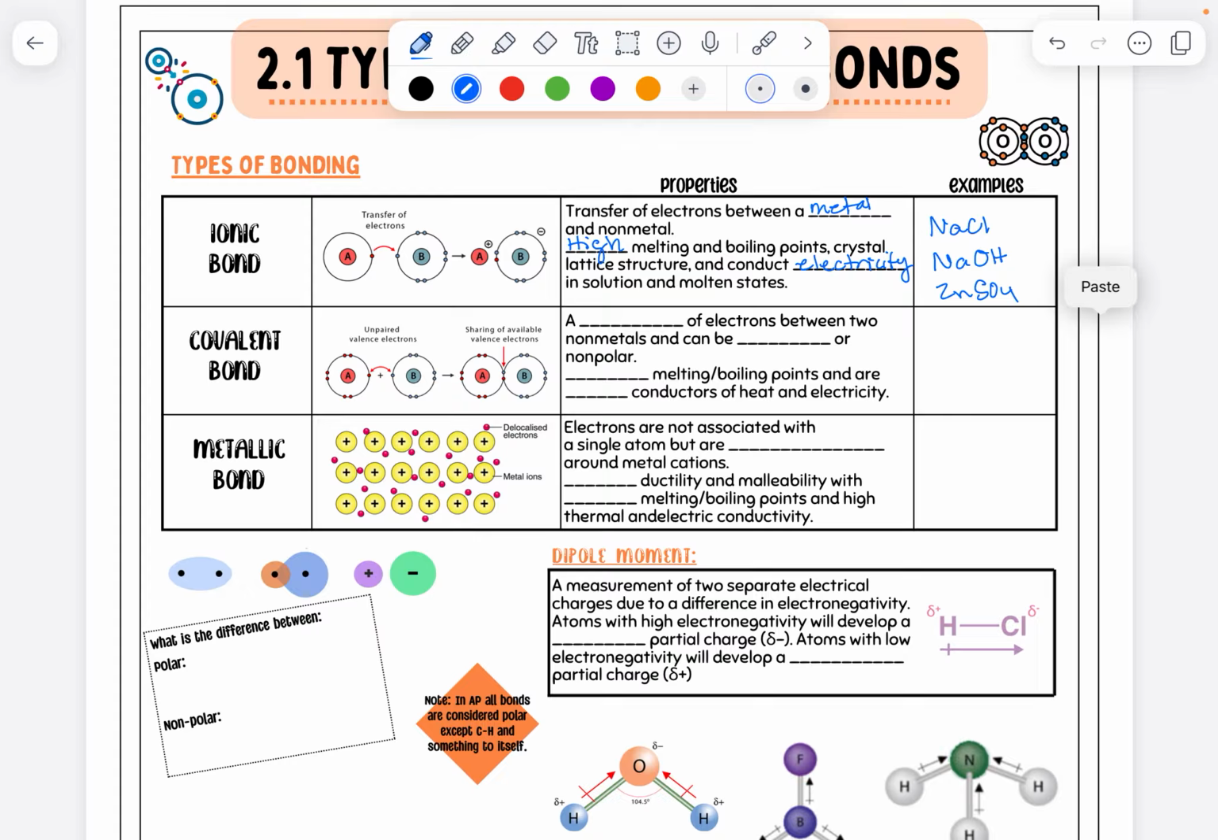The second type of bond is a covalent bond, and a covalent bond is between two nonmetals. So it's a sharing of an electron. You can see in the little diagram here that each of these atoms have one unpaired electron. They share those electrons to form a paired electron here. And that's what forms the bond. A covalent bond is formed by the sharing of electrons. And they can be what we call polar or nonpolar.